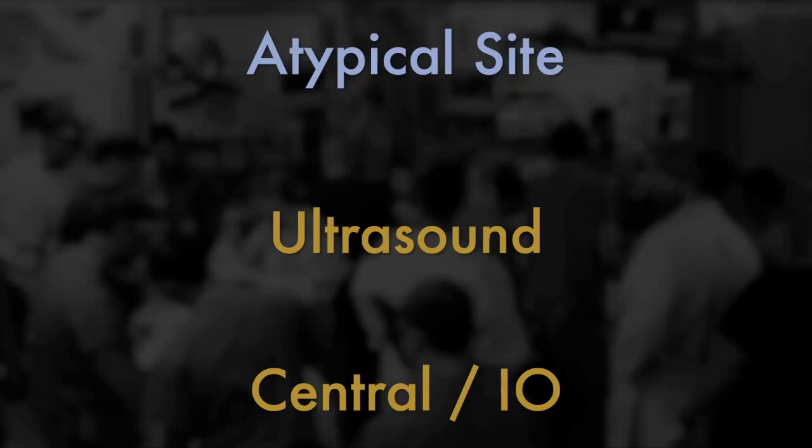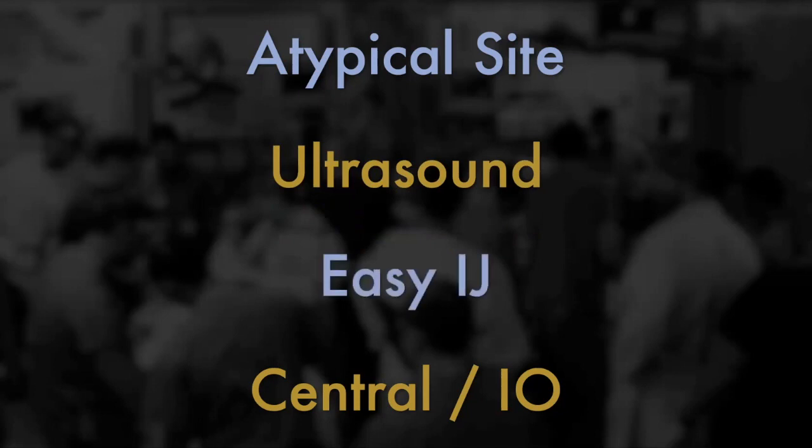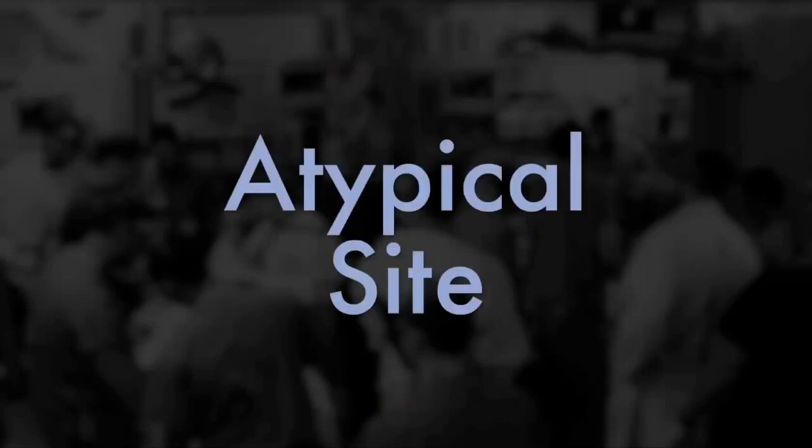If that doesn't work, then I typically move on, grab the ultrasound. And then my next step, or maybe even before the ultrasound peripheral IV, is to do something called an easy IJ, which when I learned about this totally changed how I approached vascular access in resuscitations. And then if that one fails, then I move on to central access or IO access. So let's talk about the first little pearl. Let's talk about atypical sites.